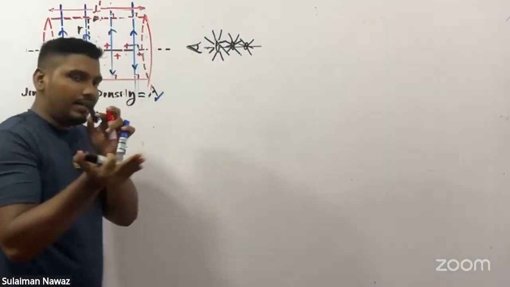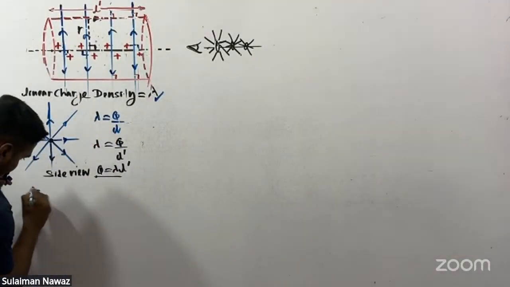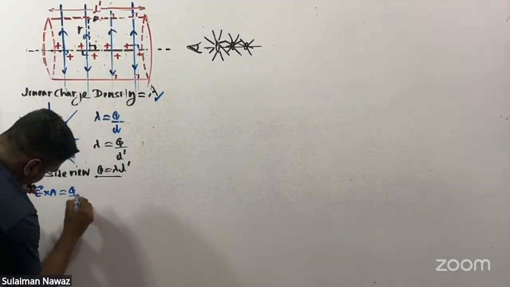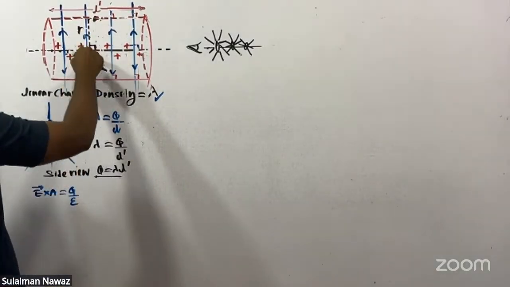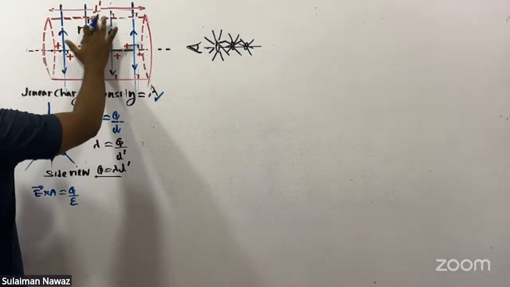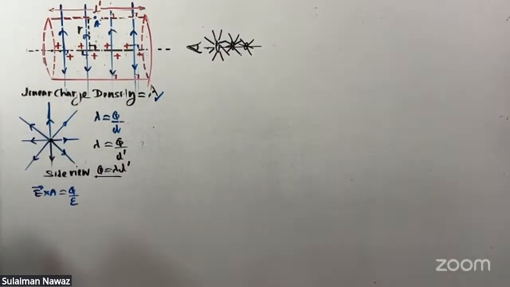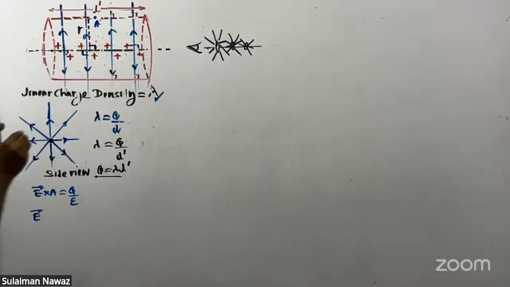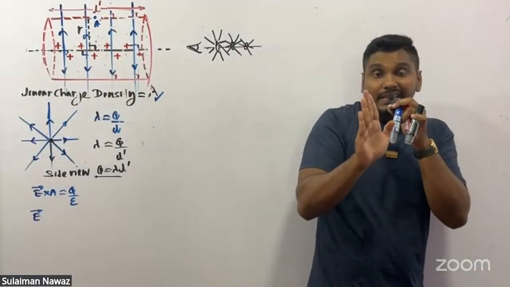Then the last step is apply the equation. Intensity into area equals total charge inside the Gaussian surface over the permittivity of the medium. My target is finding the intensity at a point, simple r distance perpendicular to the thin wire. Point capital A is here. I want to find the intensity at point capital A. Capital A means Gaussian surface area. My Gaussian surface is a cylinder, so capital A means cylindrical area.